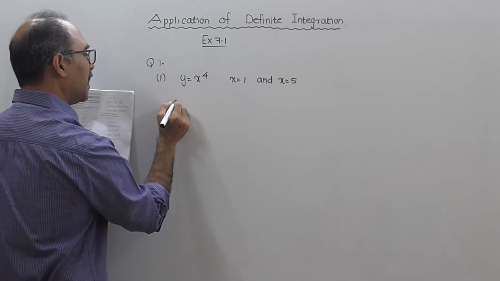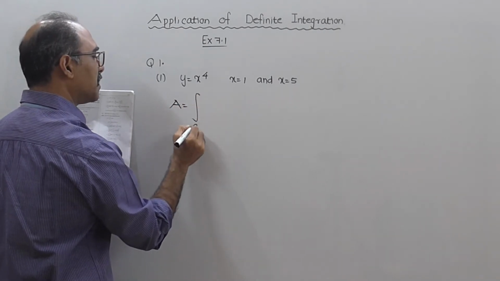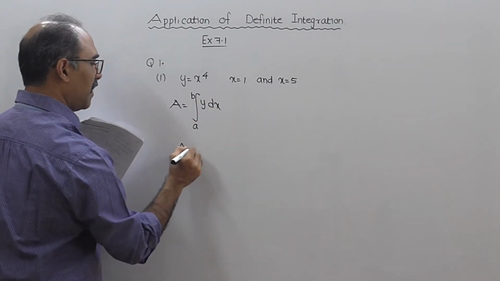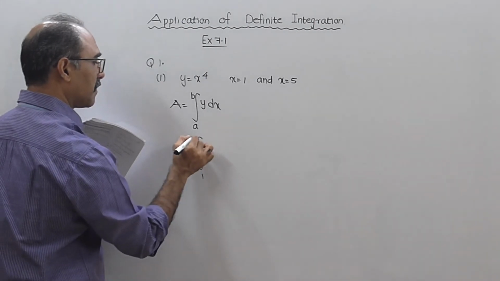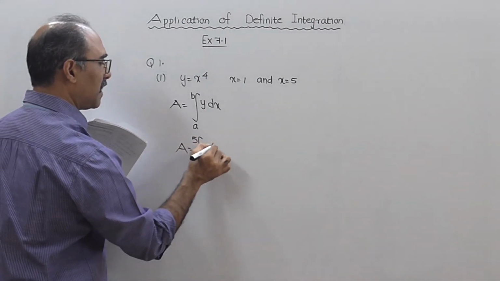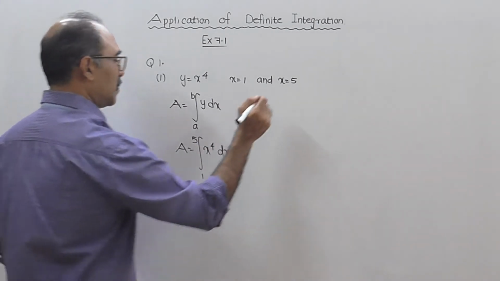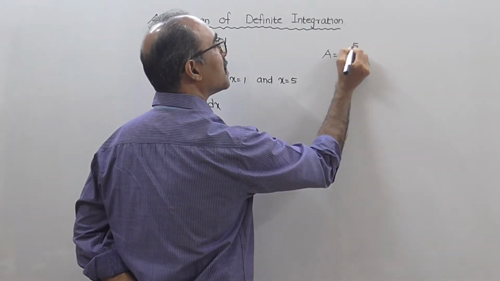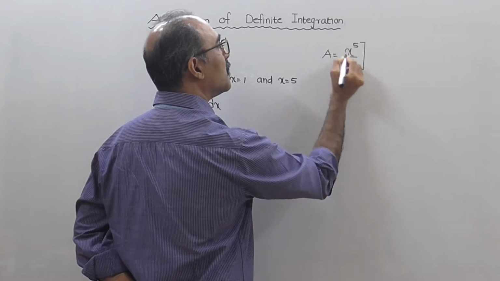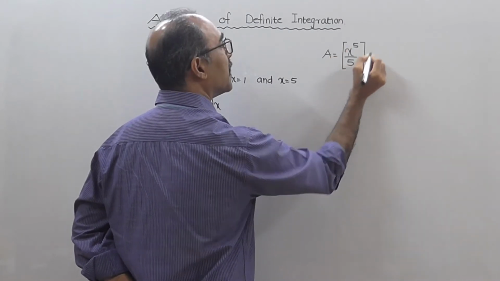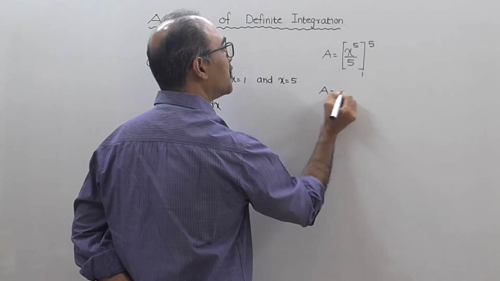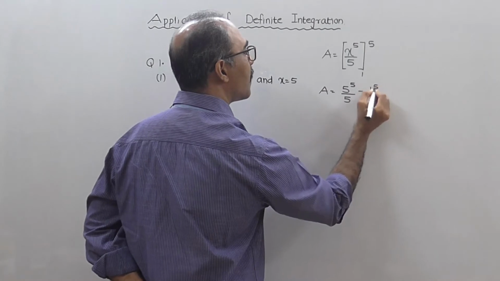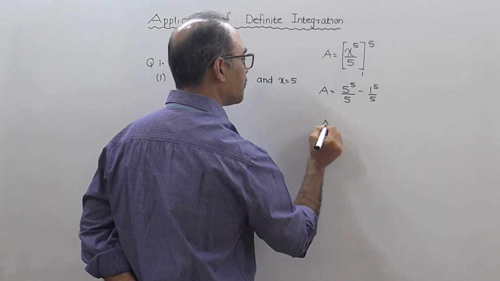So the formula for area is integration of a to b y dx. So the area will be integration of 1 to 5. The value of y is x raised to 4 dx. So the area will be integration of x raised to 4, which is x raised to 4 plus 1 upon 4 plus 1. So it will be x raised to 5 upon 5 in the range of 1 to 5. Substitute the upper value, that is 5 raised to 5 upon 5 minus 1 raised to 5 upon 5.